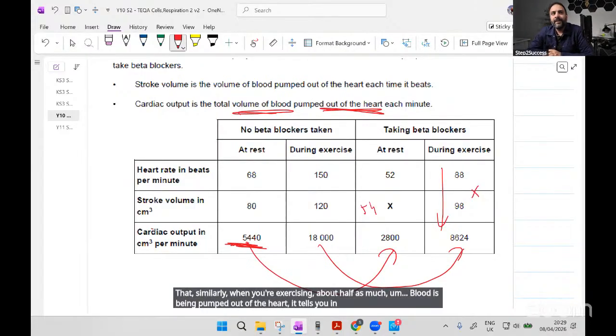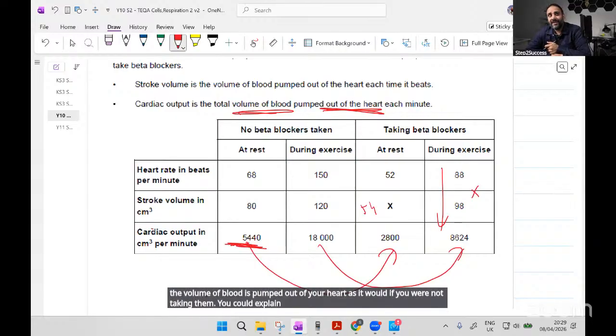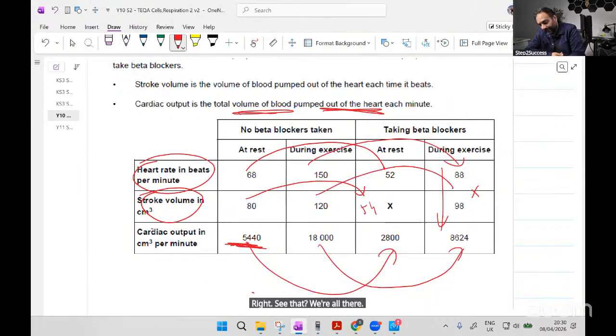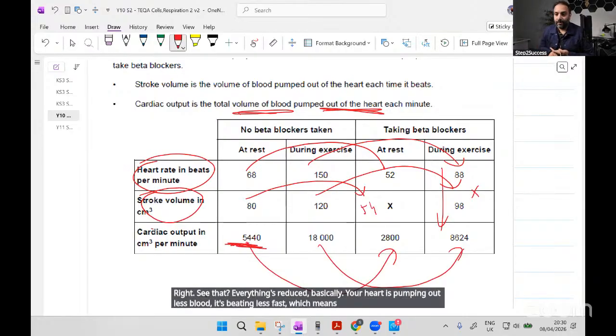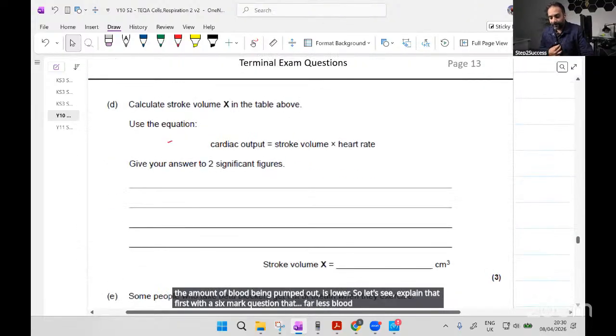It tells you in the question what that means. So you need to explain first that when you take these beta blockers at both rest and exercise, about half of the volume of blood is pumped out of your heart as it would if you were not taking them. You could explain why that is. It's because both your heart rate and your stroke volume are reduced. See that? Everything's reduced basically. Your heart is pumping out less blood. It's beating less fast, which means your cardiac output, which is the amount of blood being pumped out, is lower. So explain that first for the 6 mark question, that far less blood is being pumped out of your heart.